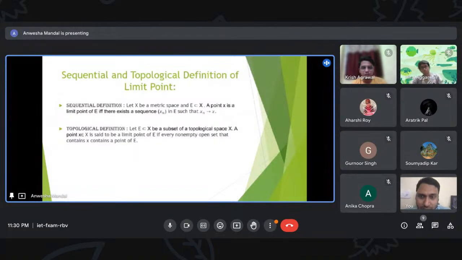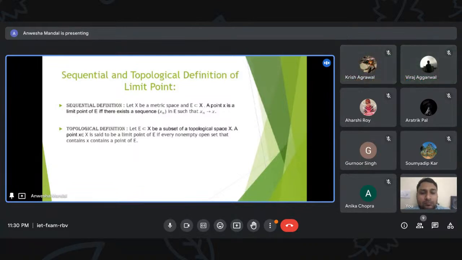Now I will give you the sequential and topological definitions of a limit point. Let X be a metric space and E be a subset of X. Then a point x is a limit point of E if and only if there exists a sequence x_n in E such that x_n converges to x. This sequential definition is not valid for an arbitrary topological space, so I will give you the topological definition. Let E be a subset of a topological space X. Any point x belongs to X is said to be a limit point of E if and only if every non-empty open set that contains x contains a point of E. A point to be noted is that every definition is actually the same.